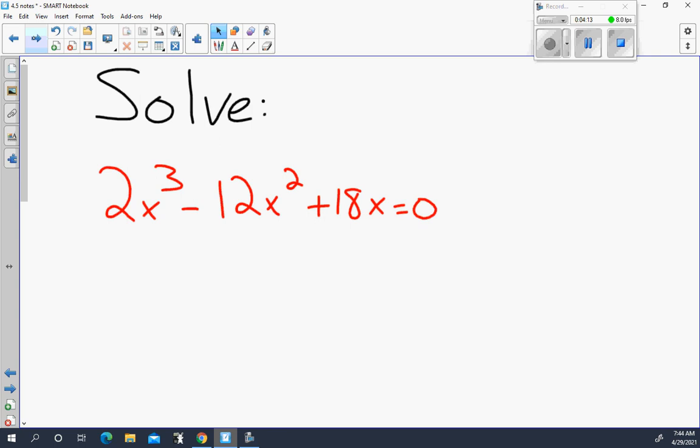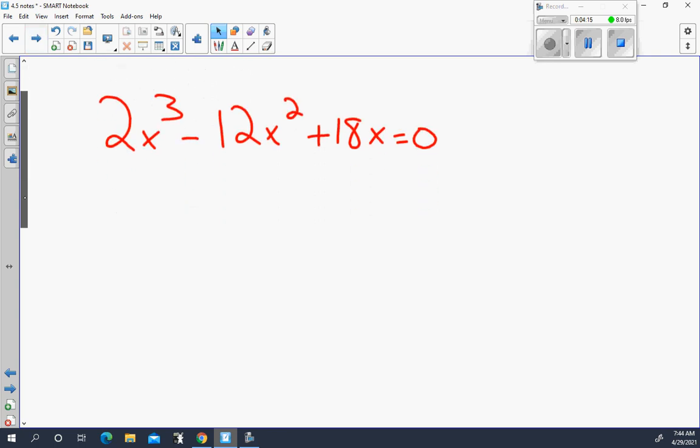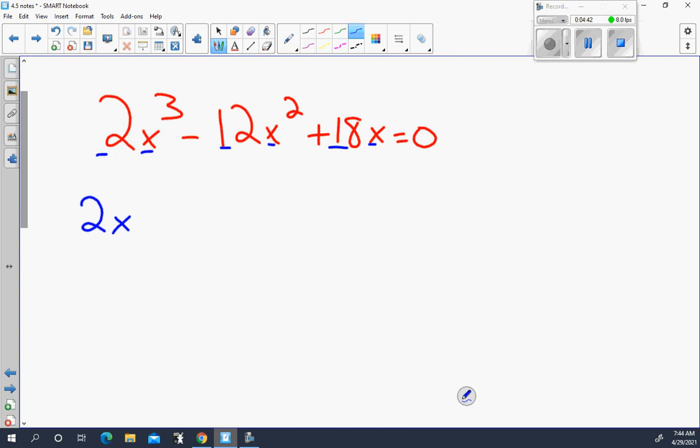Now let's kind of combine the two, what we've been doing. 2x cubed minus 12x squared plus 18x equals 0. First thing you guys should always be thinking about is, can we factor anything out? Can we factor out the greatest common factor? Yes, each of these is divisible by 2. So I'd take out 2, and then they all have at least 1x. So I'm going to take out a 2x.